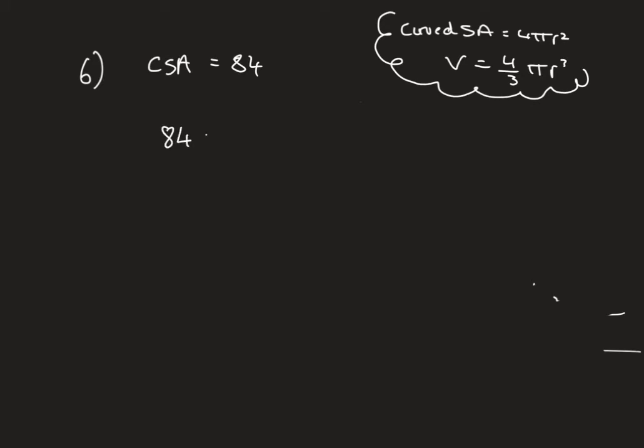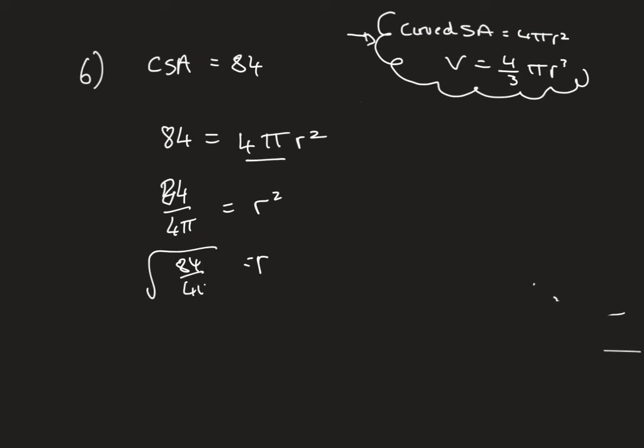In question 6, you're told the curved surface area is 84, find the volume. So 84 is the curved surface area, and we know this formula that the curved surface area is given by 4 pi r squared. So we need to find the radius. So the opposite of timesing by 4 pi is dividing by 4 pi. The opposite of squaring is square rooting. So just type in your calculator the square root of 84 over 4 pi, and that gives you an answer of 2.585 for the radius.